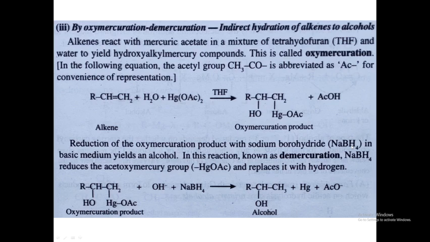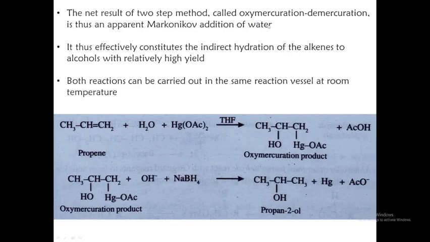This reaction is taking place in accordance with Markovnikov's rule. The net result of the two-step method called oxymercuration demercuration is thus an apparent Markovnikov addition of water. It effectively constitutes the indirect hydration of alkenes to alcohols with a relatively high yield. It is called the indirect hydration method because first we make the oxymercuration product, and then the second step is the removal of the mercury part, that is, the demercuration. That is why it is called an indirect method for the conversion of alkenes to alcohols.